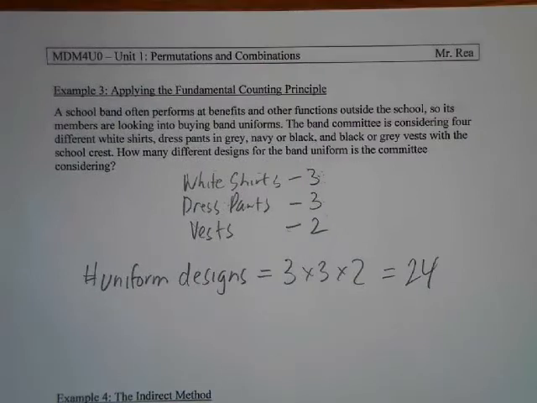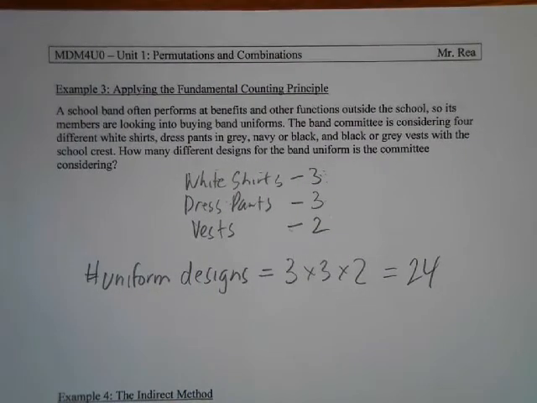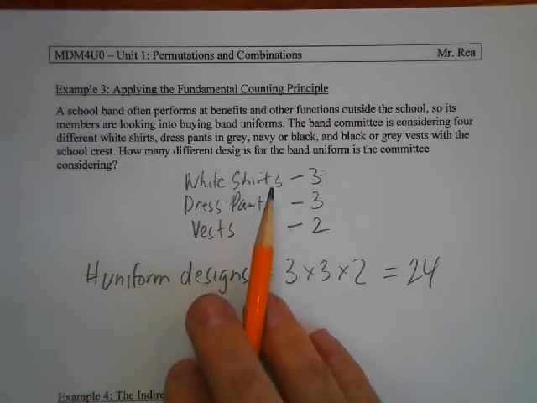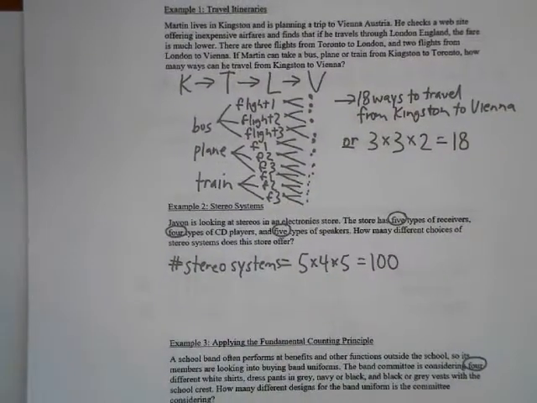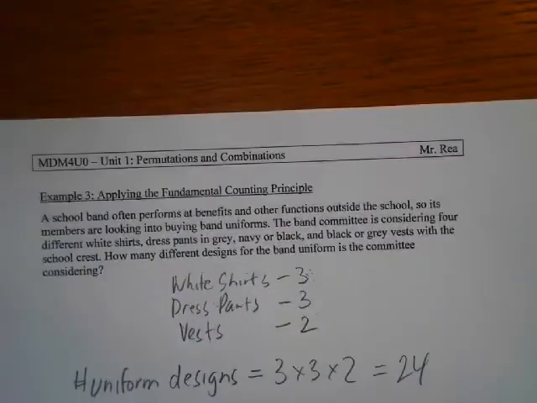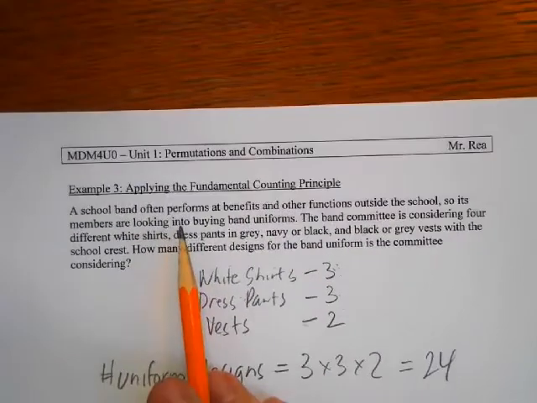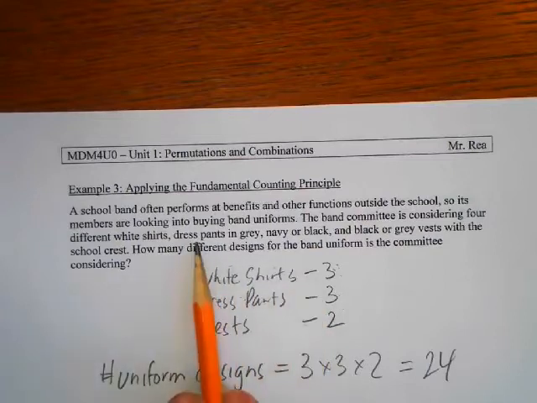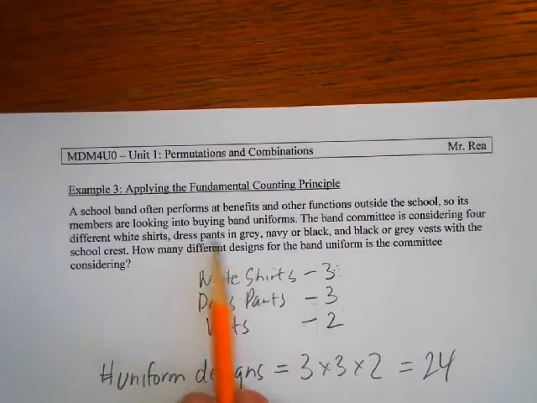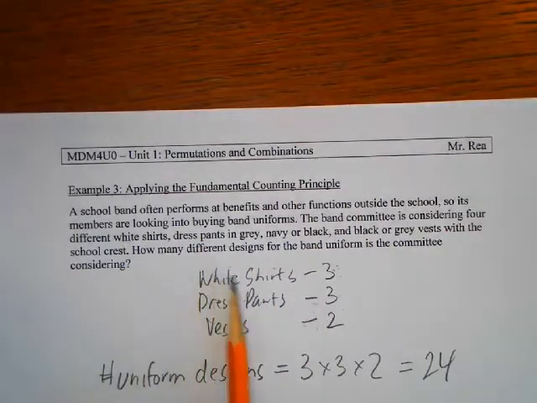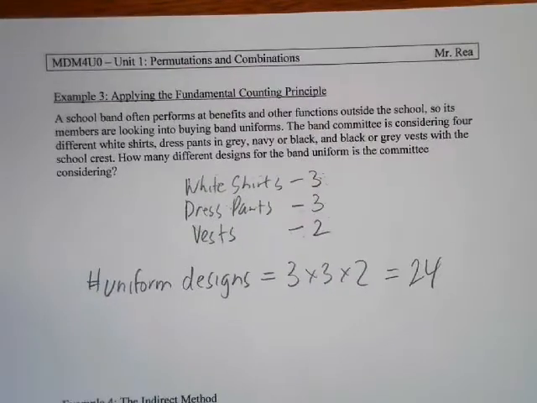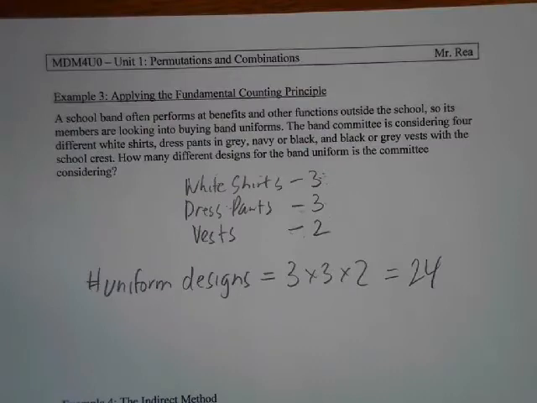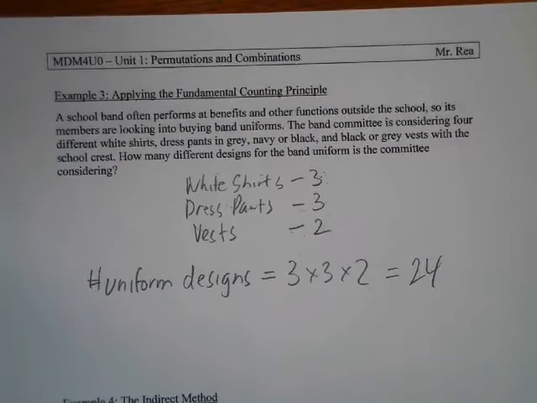Okay. So this question was a little different than the last. The last question gave you the numbers in the question, so it's just pulling the numbers out, whereas this question, it listed the choices. So it was kind of good to summarize the number of choices of each uniform part. So I can go directly from here to the equation to calculate the number of uniform designs.